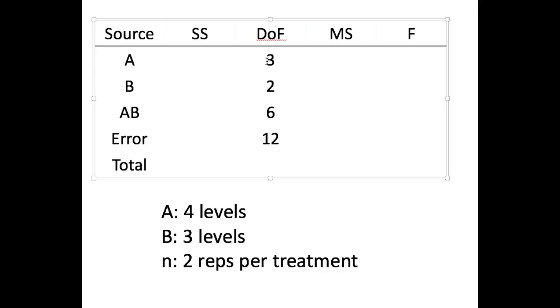And if we add up all our degrees of freedom here, we have 3 plus 2, which is 5, plus 6, which is 11, plus 12, which is 23. And we can back check that by doing our formula for our total, which is little a times little b times little n, all of that, minus 1. So if we have 4 times 3 times 2, that is 24, minus 1 is 23, and we have filled out this table correctly.